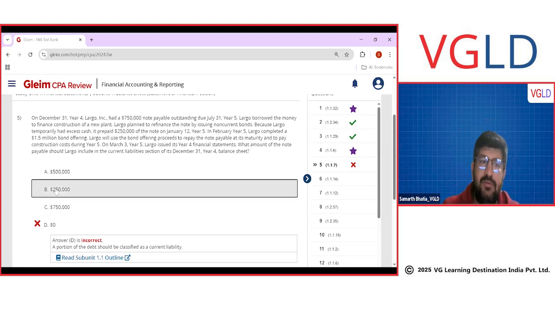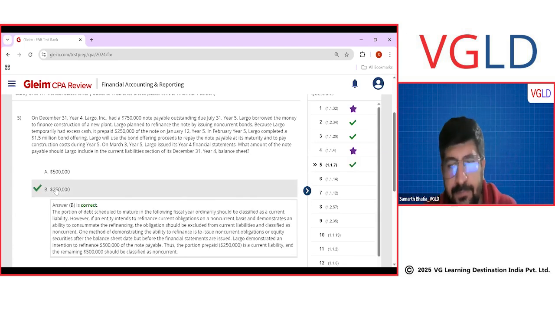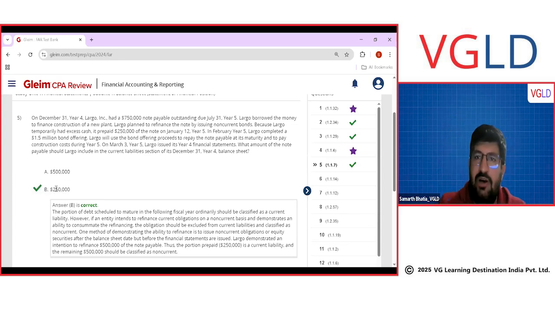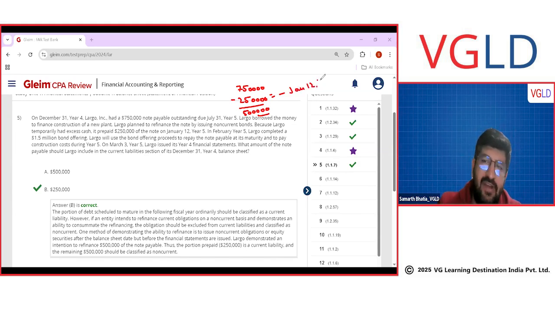So let's try. Option B is the correct answer. Why? See, out of 750,000, they are planning to refinance it, but they also have excess cash. And how much excess cash they have? 250,000. So 250,000 will be paid by the company in cash, and the remaining is going to be refinanced with the long-term note. So whatever they are going to pay in cash on January 12, year 5, will be reflected as a current liability. So that's why 250,000 will be reflected as a current liability. Option B is the correct answer.